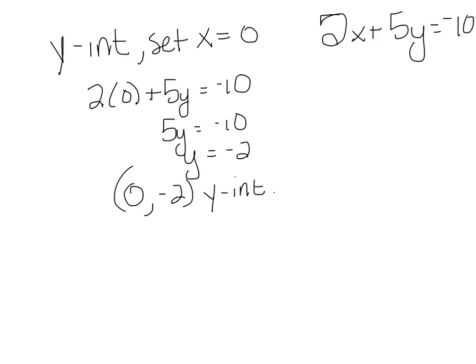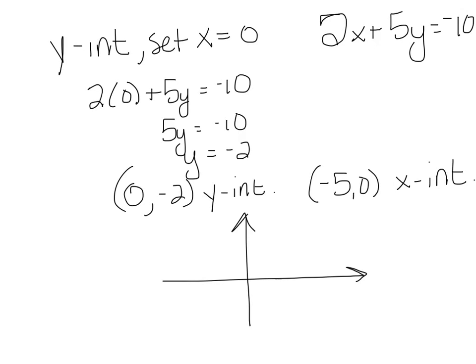Okay, I have 2 points. I have that y-intercept, and I had also found my x-intercept. What was it, negative 5, 0 was my x-intercept. Alright, I have 2 points. I'll plot both of those on my graph. It's an x and a y-axis. Let's see, negative 5, 0 is right here. 0, negative 2 is right here. And all I need are 2 points to draw a line. So there it is. I almost got it.